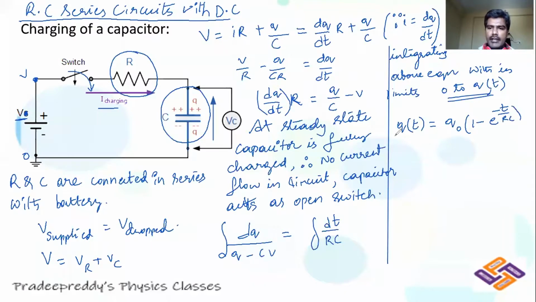I am not evaluating the integration because we are running out of space, so I am directly writing the final expression. If you integrate this total expression and substitute the limits from 0 to Q of t, you will get Q of t is equal to Q naught into 1 minus e power minus t by RC, or you can take this as Q naught to Q of t.